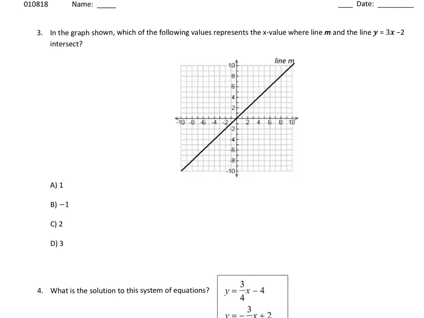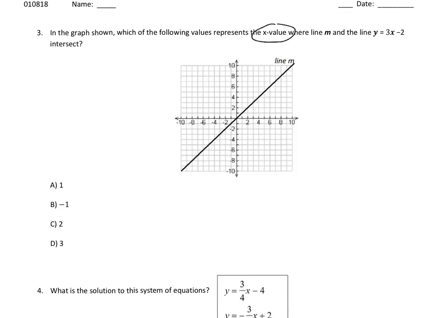Good morning again. We will go over number 3 of the Unit 7 review right now, okay? I'm going to read it to you. In the graph shown, which of the following values represents the x value? Look at that, the x value.